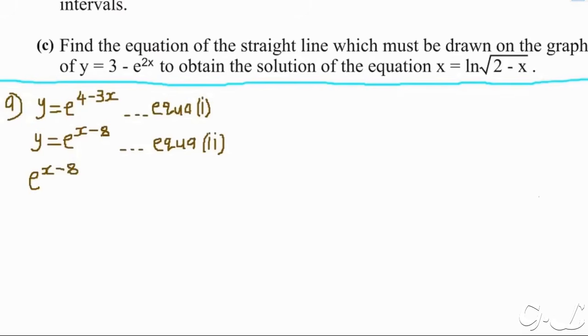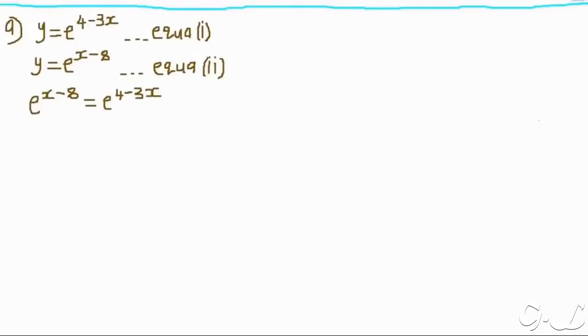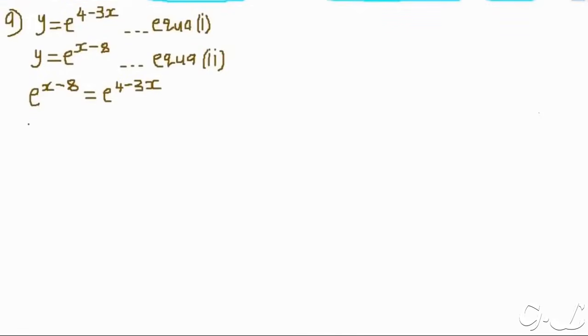So we are going to substitute the y in equation 1 with what y equals in equation 2. So we are going to say e to the x minus 8 is equal to e to the 4 minus 3x, like that. Now we have to solve for x.